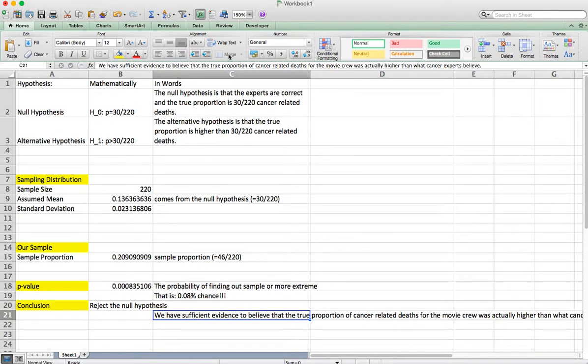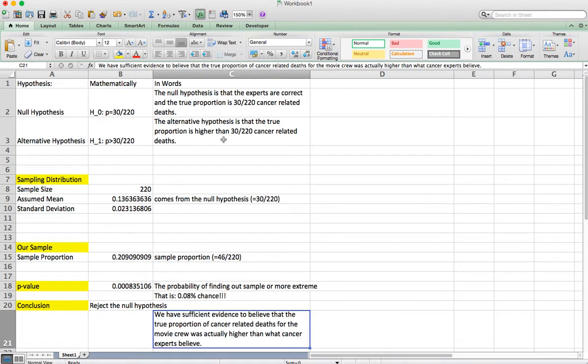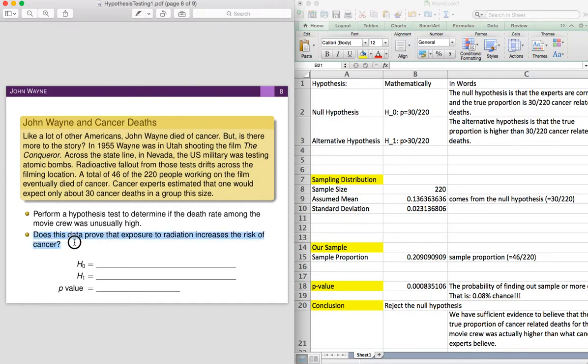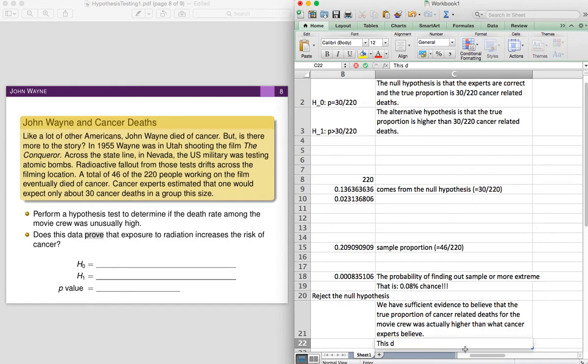So, this is awfully wordy. Let's see if that actually makes sense for us as far as being able to prove that exposure to radiation increases the risk of cancer. Well, this is a tricky word. To be able to actually prove that, we would have needed to do some sort of controlled randomized experiment, and this was certainly not a controlled randomized experiment. So this does not prove anything about the exposure to radiation.